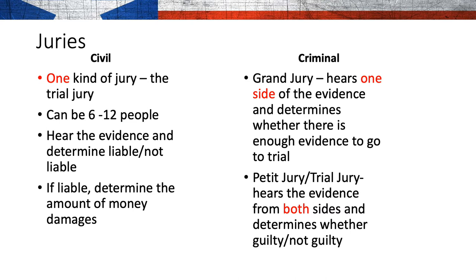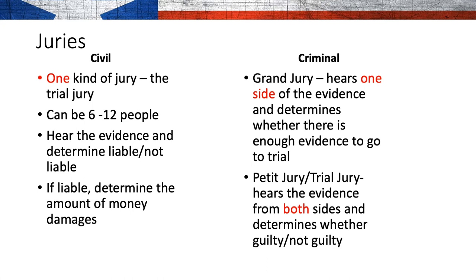So in civil cases, there's one kind of jury, the trial jury. In criminal cases, though, there are two kinds of juries. There's the grand jury, and then there's the petit jury or the trial jury. In civil cases, the jury can be 6 or 12 people. They hear the evidence and determine whether the person is liable or not liable. And if the person is liable, they determine the amount of money damages.